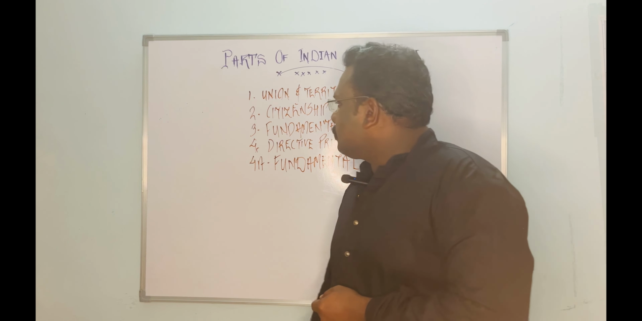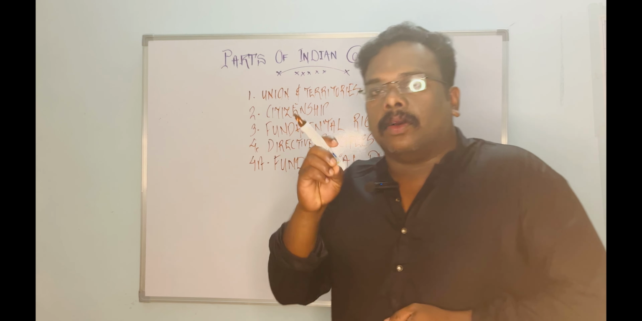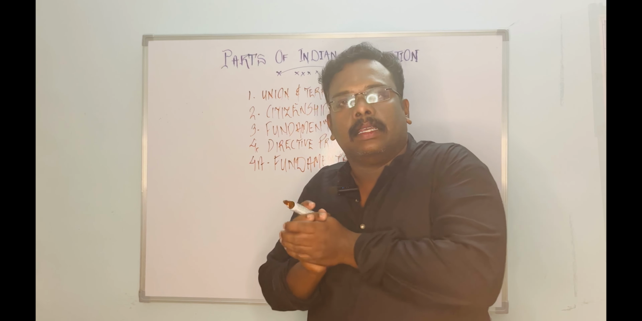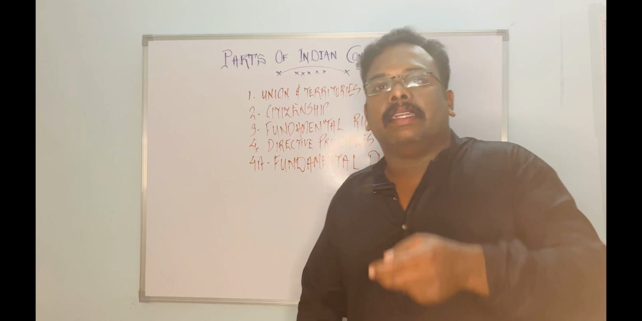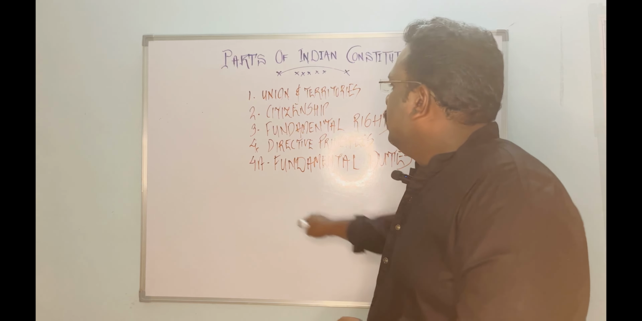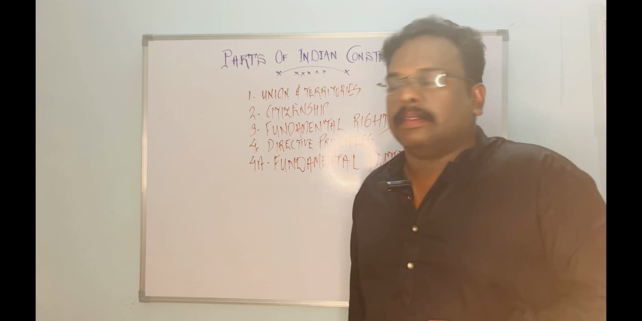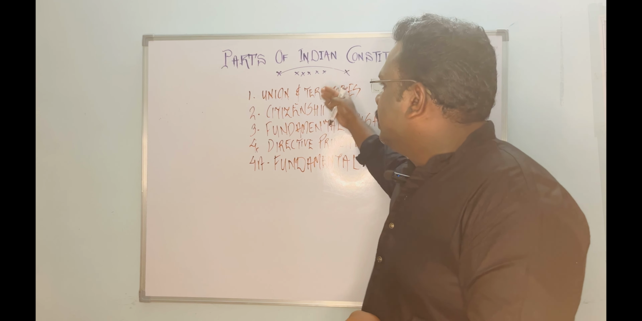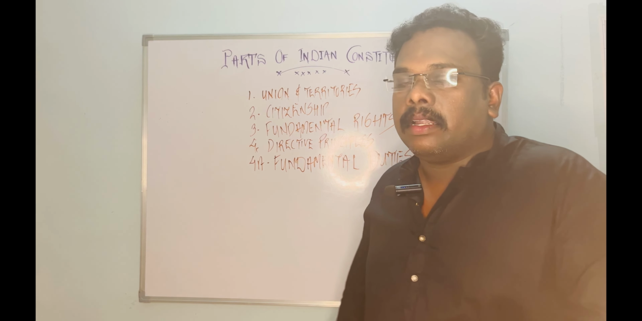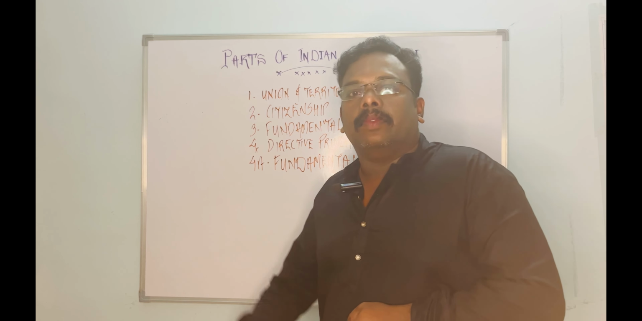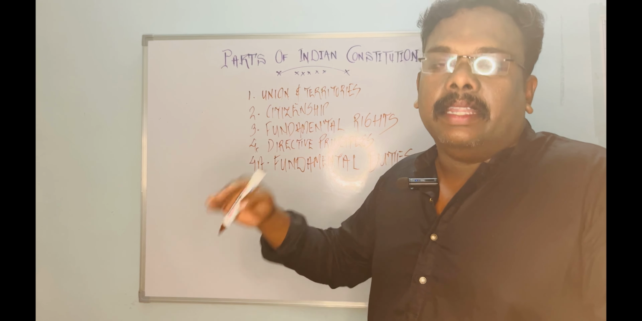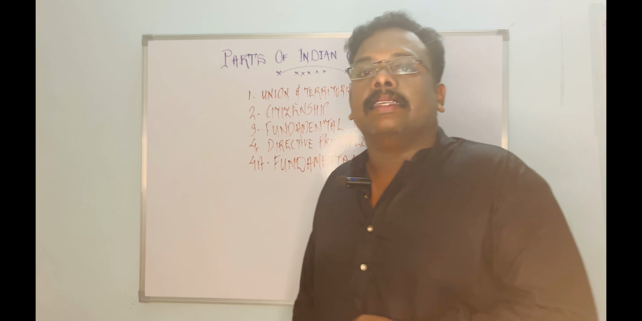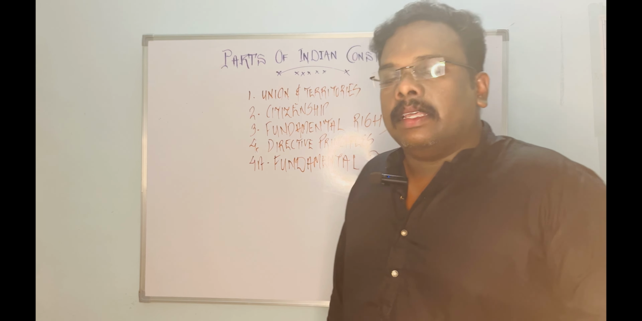Fundamental duties. So first I told the definition of a nation. All the words in that definition got covered within these 5 parts. So we have union and territories as part 1, then citizenship, then fundamental rights, then directive principles of state policy, then fundamental duties.